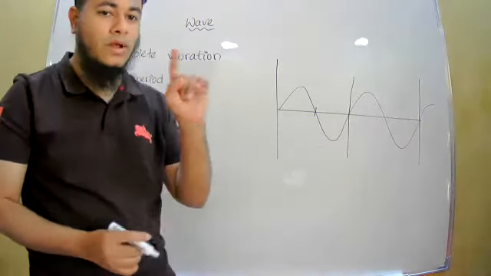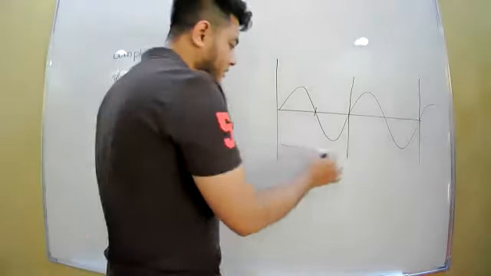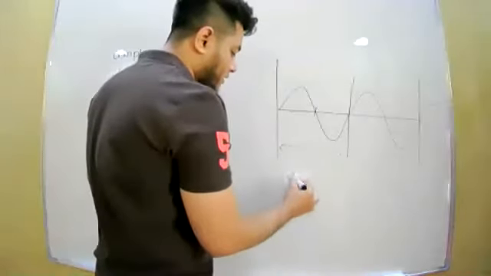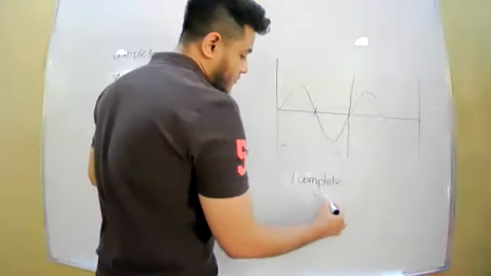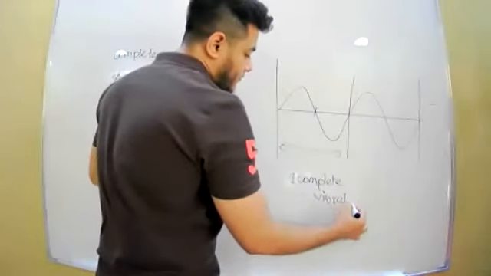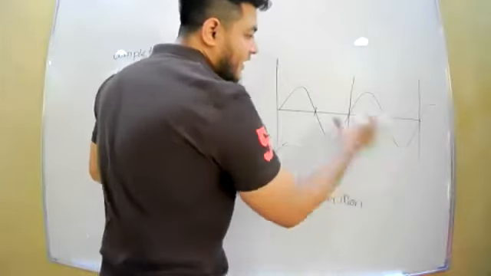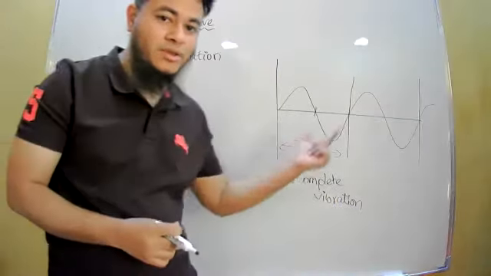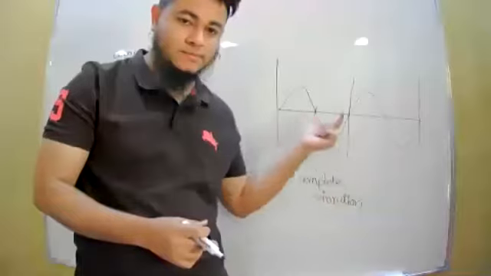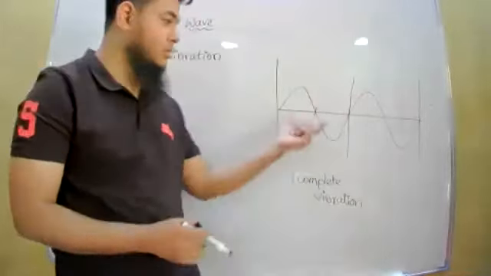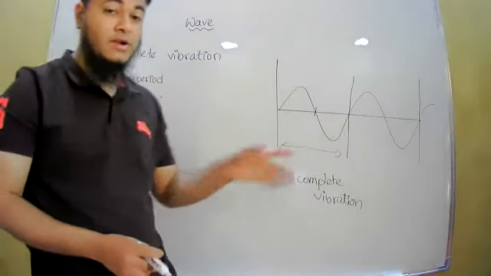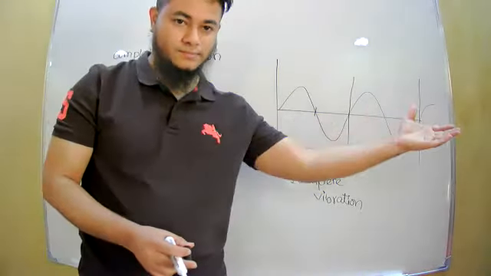So this is one complete vibration. This part is one complete vibration. And this is another complete vibration. So how many vibrations are there? One, two. So two complete vibrations are there. The part of the vibration that will be repeated is one complete vibration.